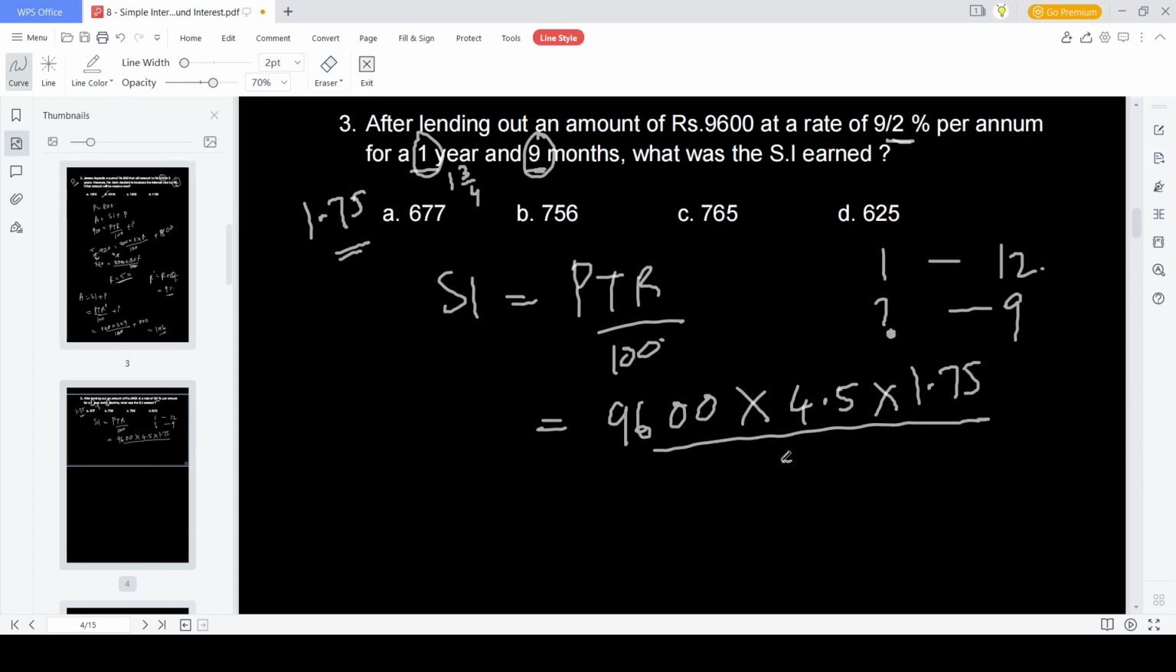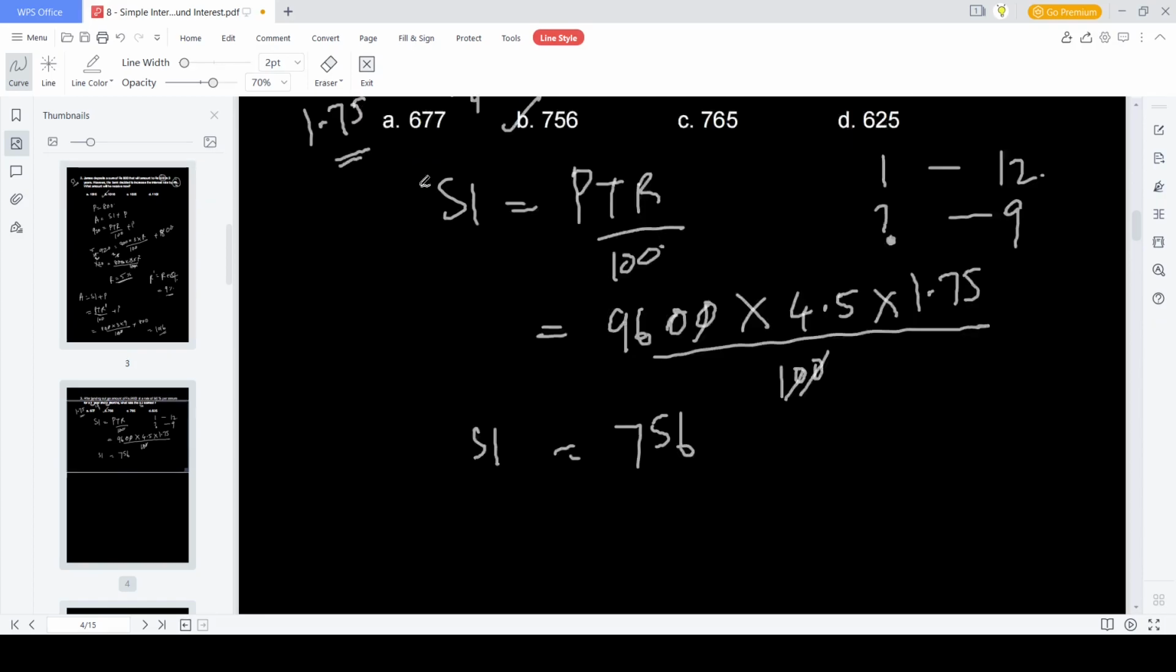1.75 divided by 100. They are not asking amount received, they are asking simple interest earned, so that is only this much, no plus P. So you cancel the zeros, you get 96 into 4.5 into 1.75, so that is 756. That is the simple interest earned.